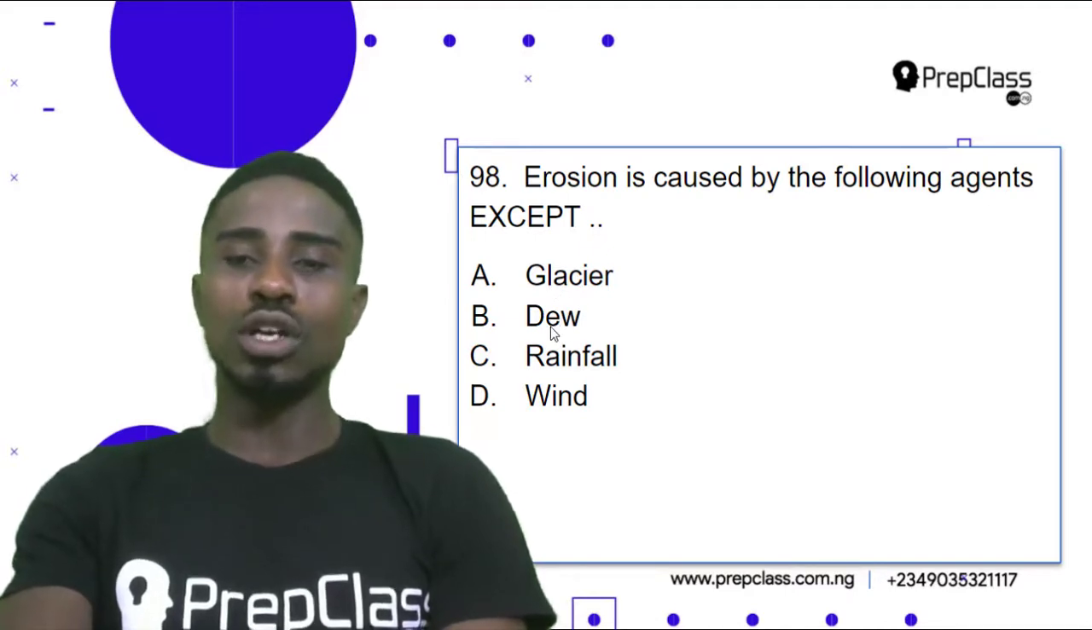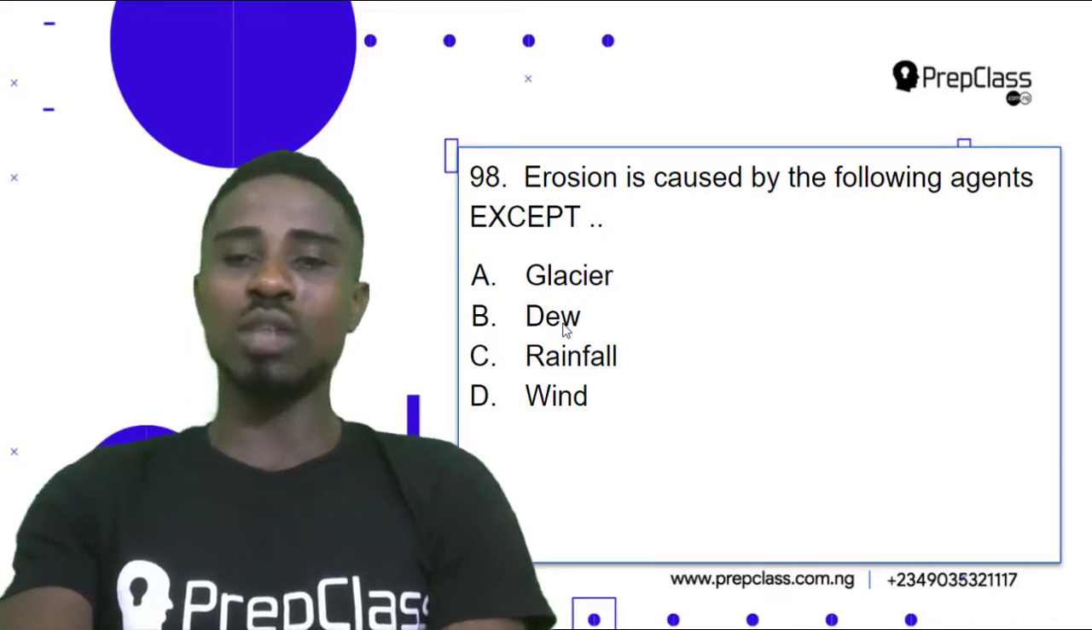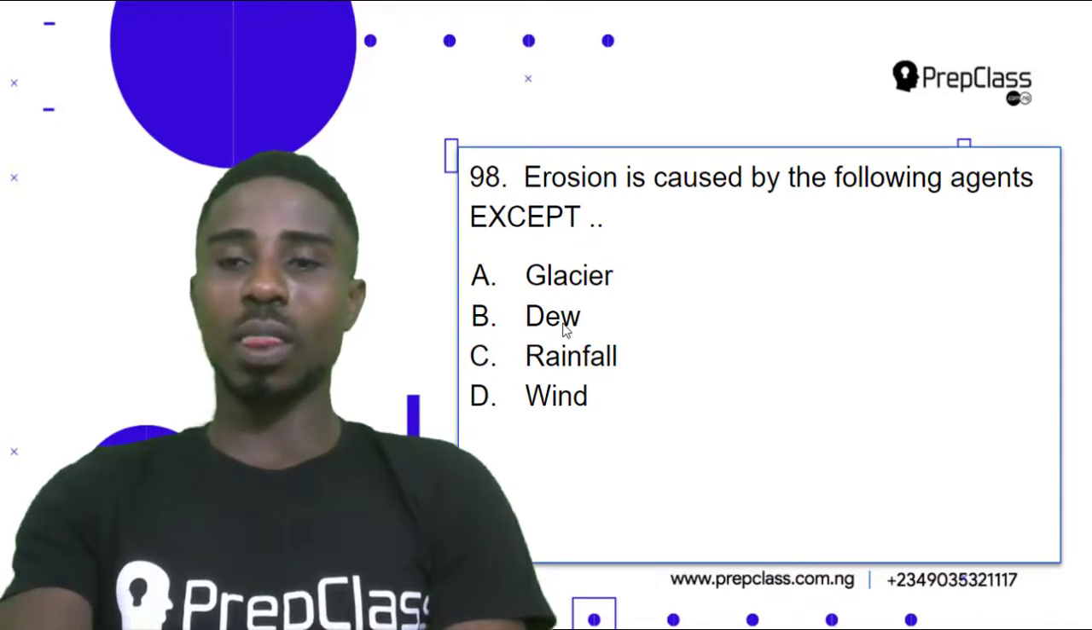Option B, dew. When we're talking about dew, it's just a small mass of, I call it ice, which falls during the early hours of the morning. It doesn't happen all year round in Nigeria. It happens especially during the wet period in Nigeria. A small mass of ice, it falls. You can't call them snow, but it's just a small mass of ice that falls as rain during the early hours of the morning. And that cannot lead to erosion.